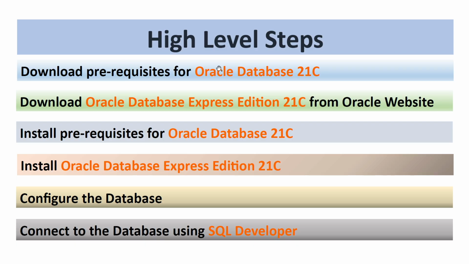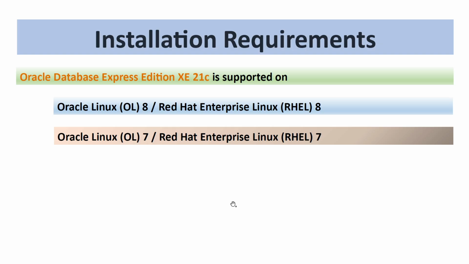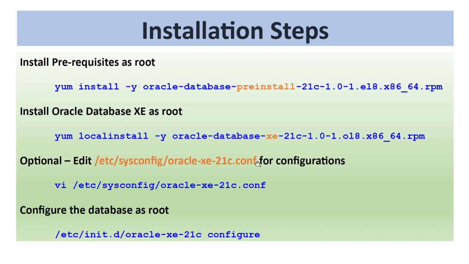So we will be downloading two pieces of software. One, the prerequisite package, followed by the main software itself. Then we will be installing the prerequisites followed by the main software. Once the software has been installed, we will configure the database and connect to it using SQL Developer. Oracle Database Express Edition is supported on Oracle Linux 8 or Red Hat Enterprise Linux 8, or Oracle Linux 7, Red Hat Enterprise Linux 7. This particular tutorial is done on Linux 8.